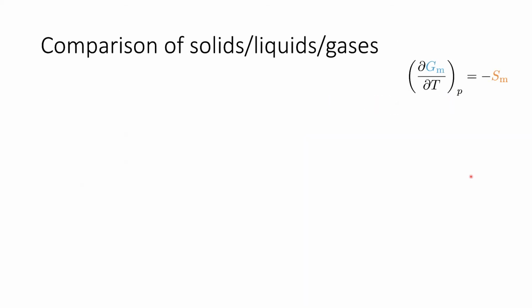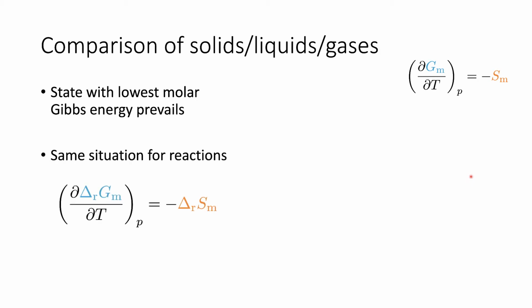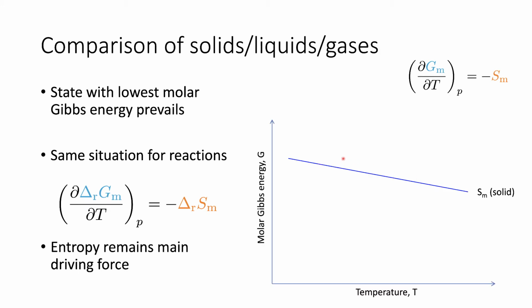So what? Well, let's look at what happens with solids, liquids, and gases. Remember that the state with the lowest molar Gibbs energy prevails, this state of energy minimization, which results from maximizing the entropy available. We're familiar with this setting in reactions, so we would expect to see the same behavior for a reaction where entropy remains a main driving force. If we plot the change in molar Gibbs energy for temperature, for a solid, we would see a particular straight line. When we do it for a liquid, remember, it has a greater degree of randomness, a greater degree of entropy. There are more ways of organizing the liquid. So we'd expect to see a steeper gradient.